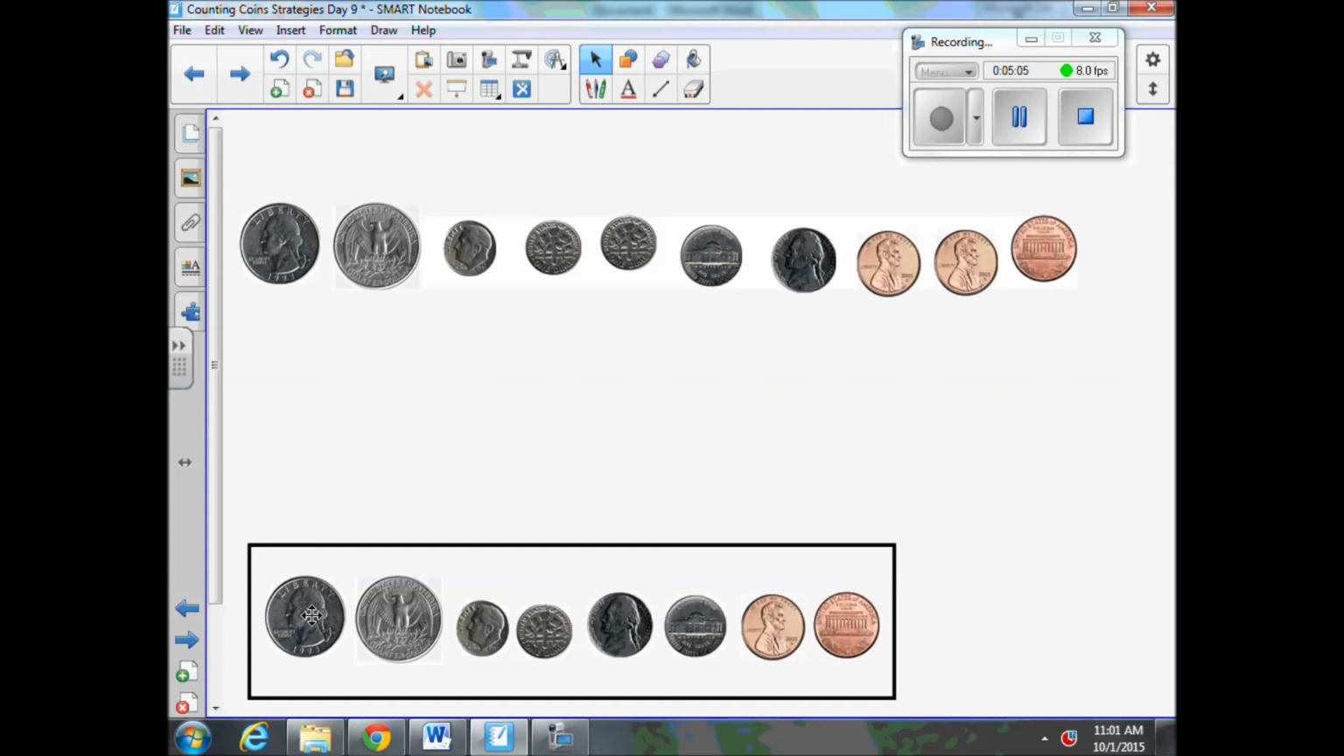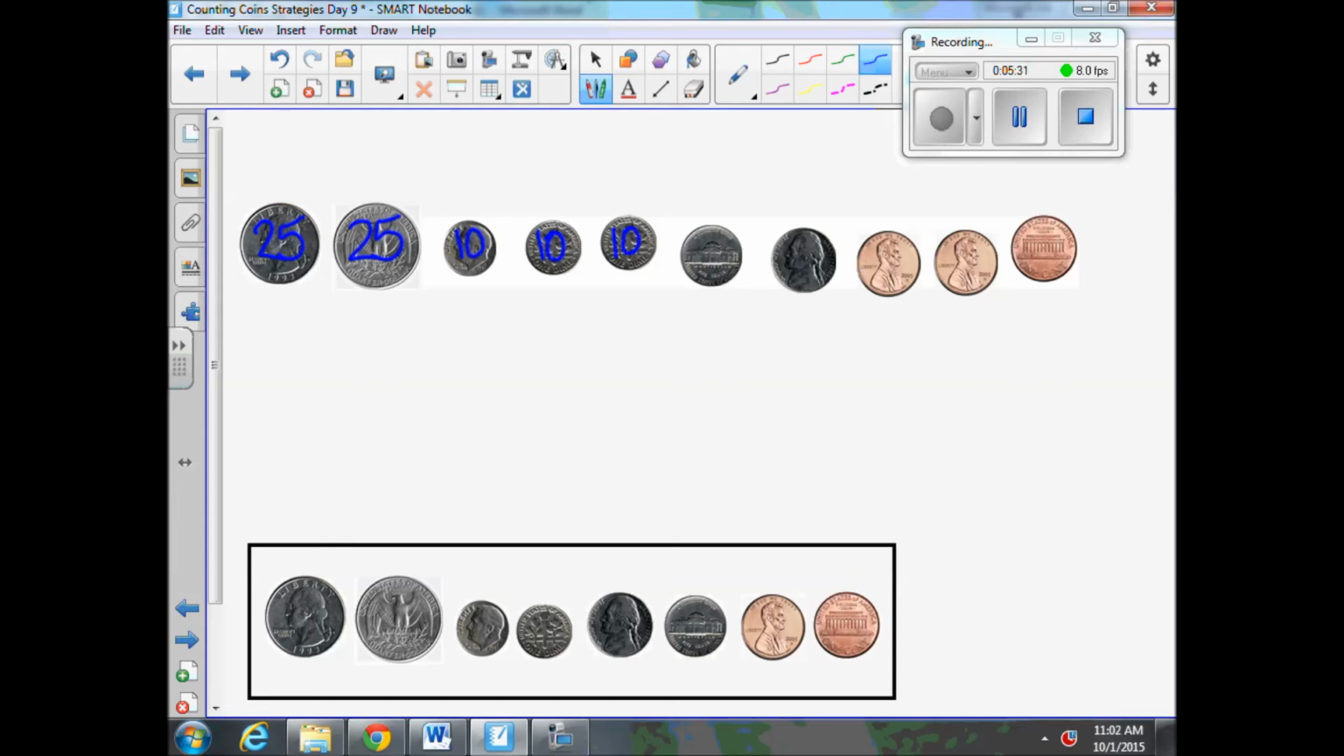That's important. Now, the next thing I'm going to do is label that value so that I make sure when I'm counting, I know what I'm counting by. This quarter is the value is 25 cents. Do you see that I am putting it on top of the coin? Writing right on the coin. Then these dimes, I know those values are 10 cents. Each one of these has a value of 10 cents.